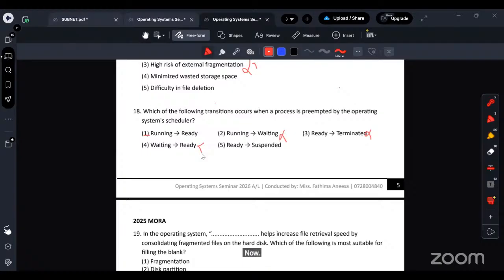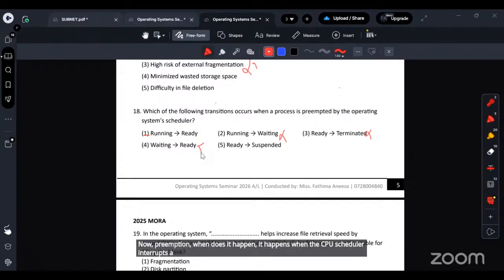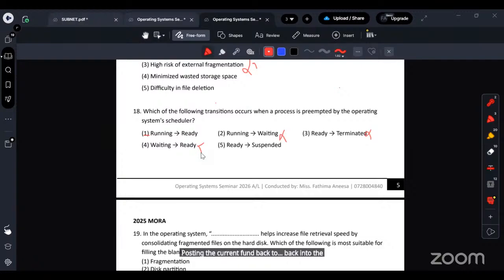Now, preemption, when does it happen? It happens when the CPU scheduler interrupts a process to give the CPU to another process, forcing the current one back into the ready queue to wait for its next turn. Was that clear? So it forces the current one back into the ready queue to wait. So it's running to ready, right?